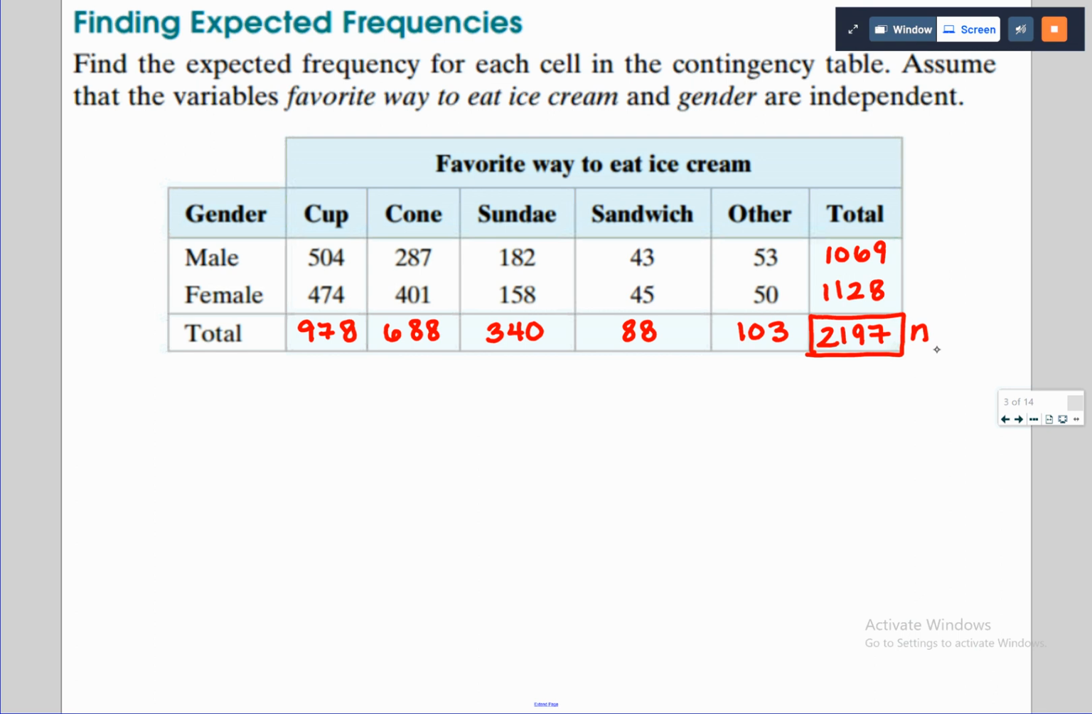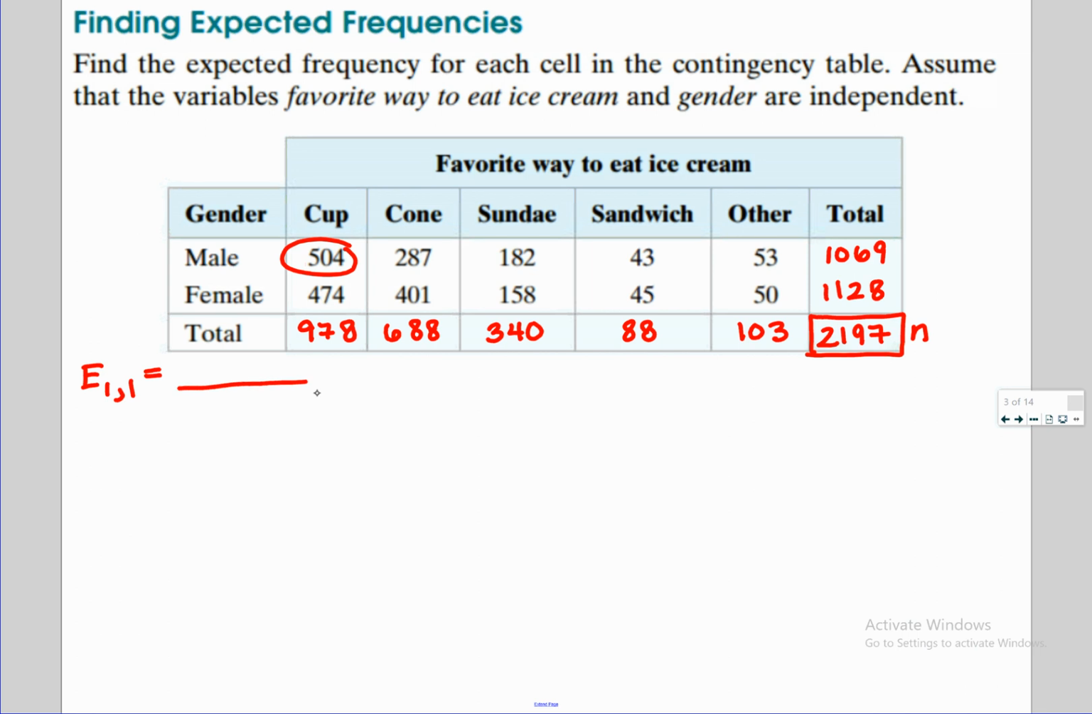2,197. Now we want to find the expected frequencies for each way that a certain gender prefers to eat their ice cream. For example, to figure out the expected frequency of males that prefer to eat their ice cream with a cup, I would use this notation, E1,1, the expected frequency for row 1, column 1. To calculate that, I multiply the total of that row and the total of that column together. So 978 and 1,069 get multiplied together. Those are the totals below and across. And then divide by n, 2,197.